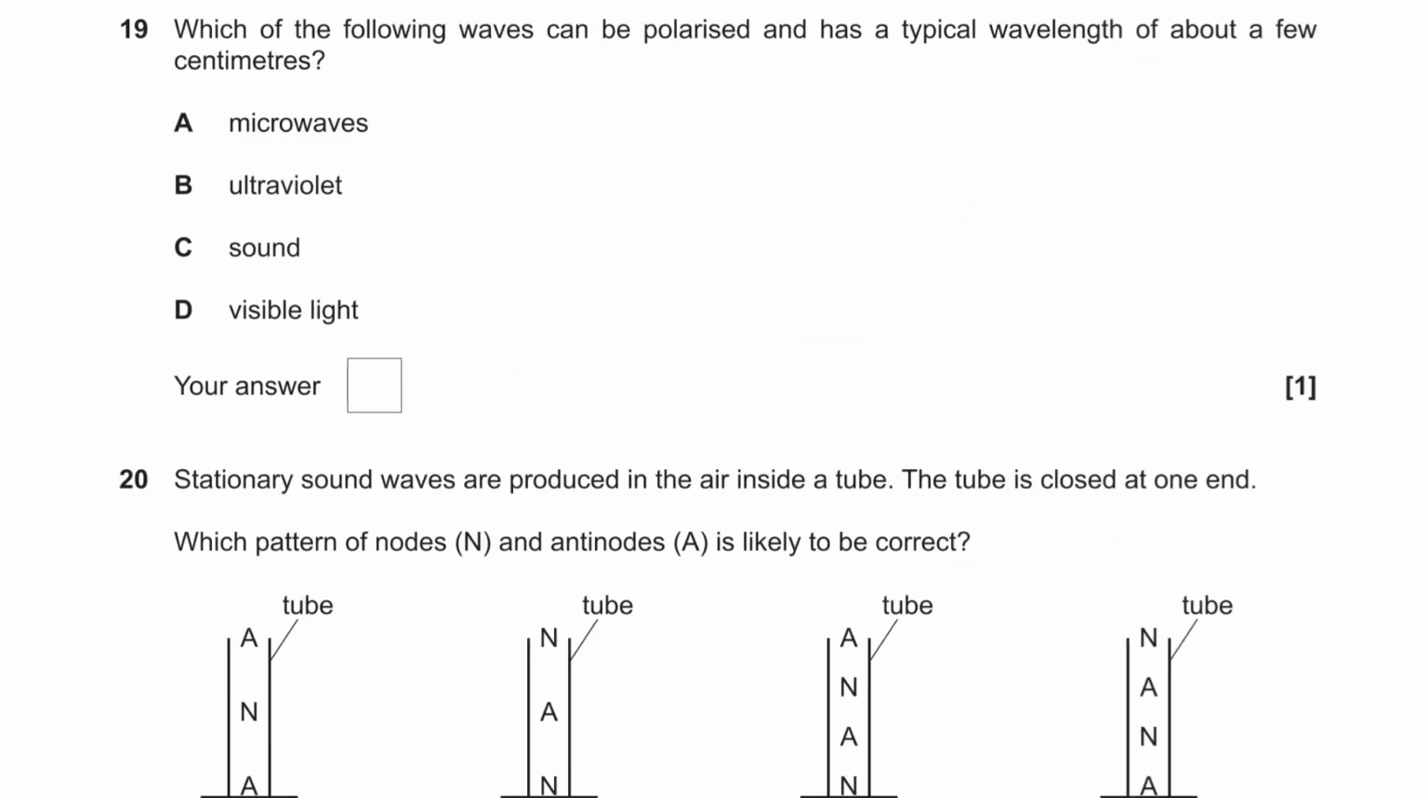19. Which wave can be polarized and has a typical wavelength of about a few centimeters? Well, sound can't be polarized because it's longitudinal. The rest are EM, so they can. Visible light we know is around hundreds of nanometers, or times 10 to the minus 7, so it's not that. Ultraviolet's even shorter again, so therefore it has to be microwaves.